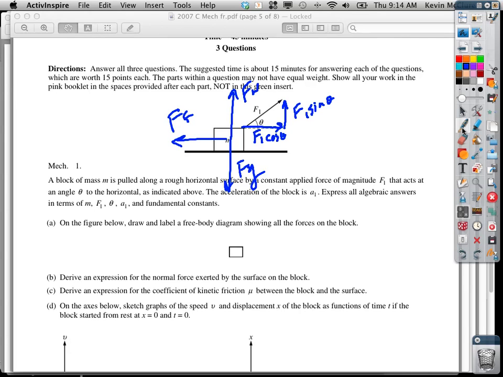As I apply F1, do you see that I'm causing the contact force between the block and the surface to get less and less? It's like if I pull up on your desk, the force between your desk and the ground goes down. If your desk was sitting on a scale, and I grabbed it and lifted, you would see the numbers on the scale go down. And that indicates that the normal force is decreasing.